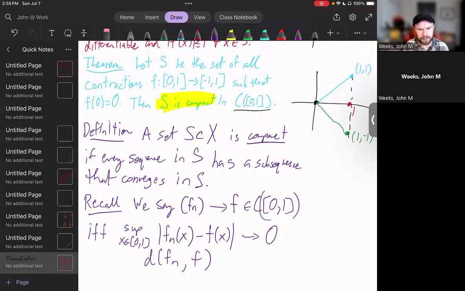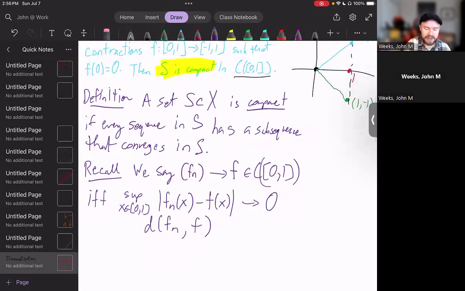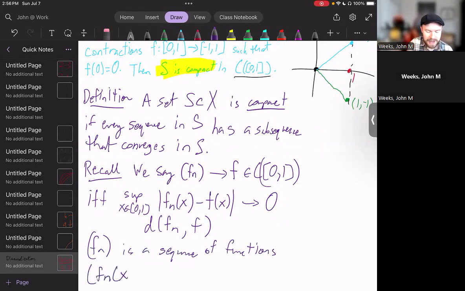Now notice that this is a sequence of functions f sub n, but when you plug in a value of x for a function, what you get out is a sequence of numbers. So even though f sub n is a sequence of functions, which is eventually what we want to show has a subsequence that converges in S, something that we're going to use a lot to make this happen is that whenever you plug in an x value, what you get is a sequence of numbers.